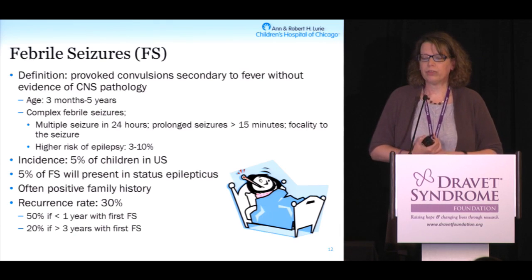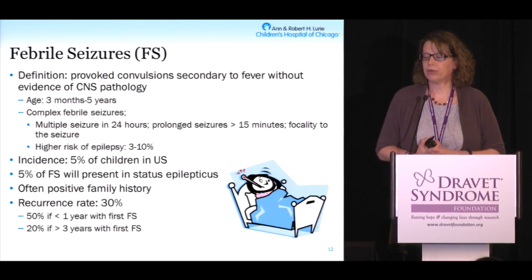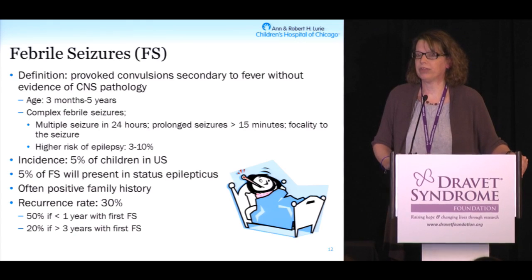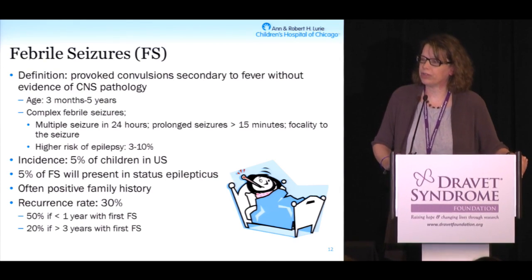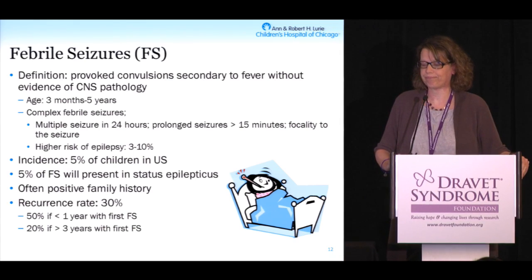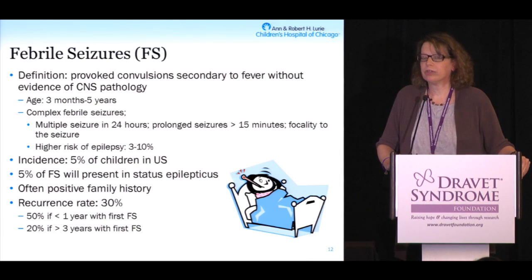Now, a little typo here, typical age we say is 6 months to 5 years. It is considered a complex febrile seizure if there's multiple seizures within an hour, within 24 hours, prolonged seizures greater than 15 minutes, or any focality to the seizure. So as you can imagine, for children with Dravet syndrome, many of them might have come in and actually been diagnosed with a complex febrile seizure if the seizure was prolonged or if that first seizure was a unilateral hemiconvulsion. But the incidence is very high. That's why not every child who comes in with a seizure with a fever for their first seizure gets a gene panel or SCN1A testing.